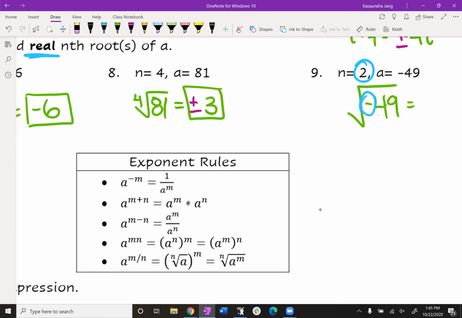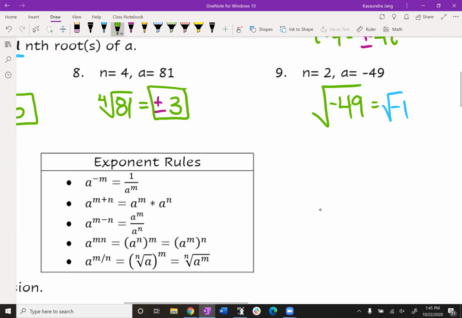So let's see, I'm gonna treat this as, an imaginary number is a square root of negative 1. So I'll treat it like that times the square root of a positive 49. Negative 1 times 49, there's your negative 49. We just separated it so that we would get the i, and then square root of 49 is 7, so we've got like a 7i.